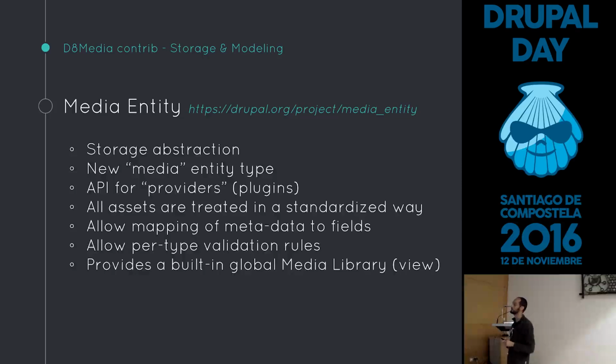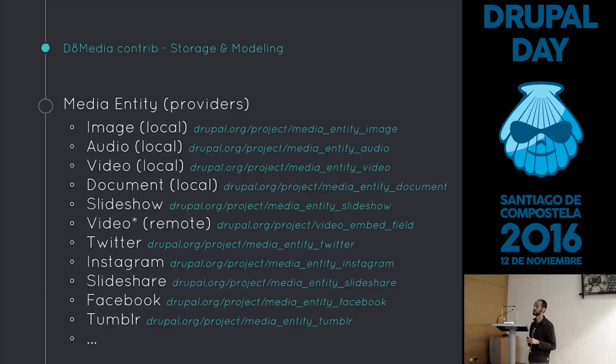We can now map metadata to fields. We're going to see some examples. We can now have specific validation that deals with each type of media. For example, an image media type may have different validation rules than a YouTube media type. This module ships with a built-in global media library, which is also a view. Here I have listed some current examples of modules that are already available and being used to create these media entities.